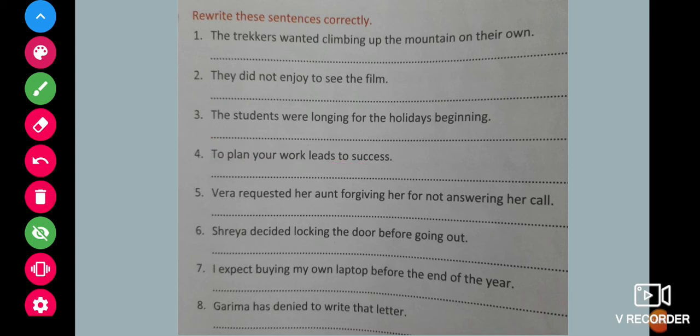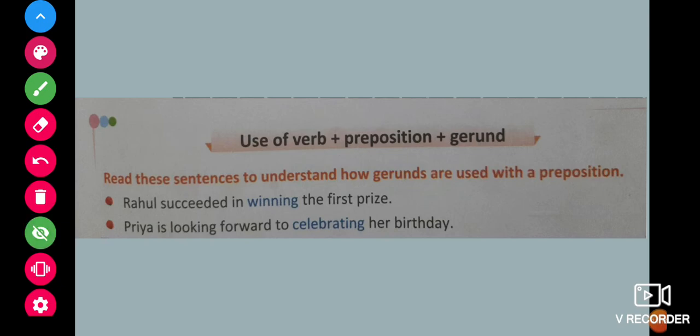Veera requested her aunt forgiving her for not answering her call. So here instead of forgiving, we will write to forgive. Here instead of locking, we will write to lock. Here instead of buying, we will write to buy. And here instead of to write, we will write writing. Let us move ahead. So here we will learn the use of verb plus preposition plus gerund.